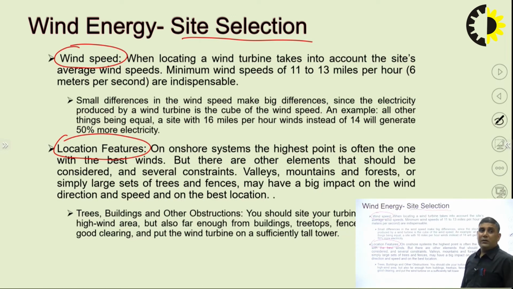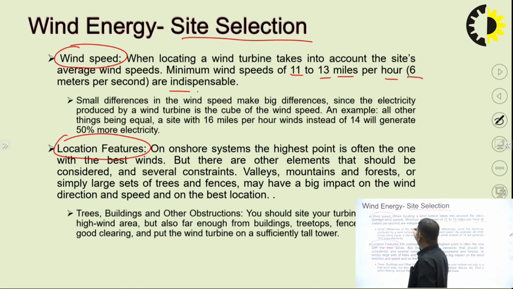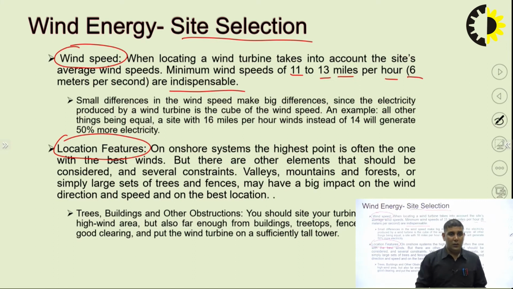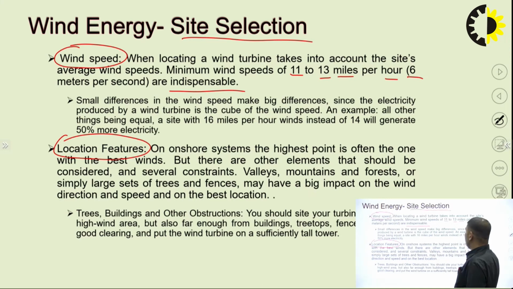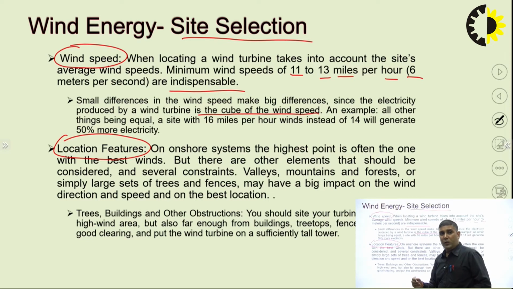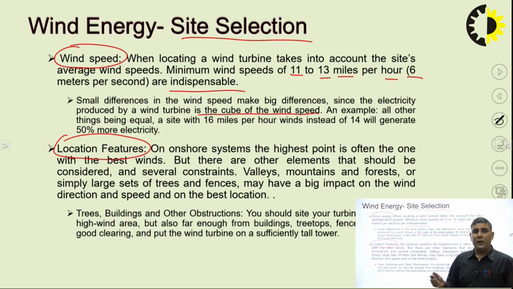So as far as the wind speed is concerned, when locating a wind turbine, take into account the site average wind speed. A minimum wind speed of 11 to 13 miles per hour, around 6 meters per second, is desirable. Small differences in wind speed make big differences in output, since the electricity produced by a wind turbine is proportional to the cube of the wind speed. So if it is increased by some extent, it is affected three times, because it depends on the cube of the wind speed.